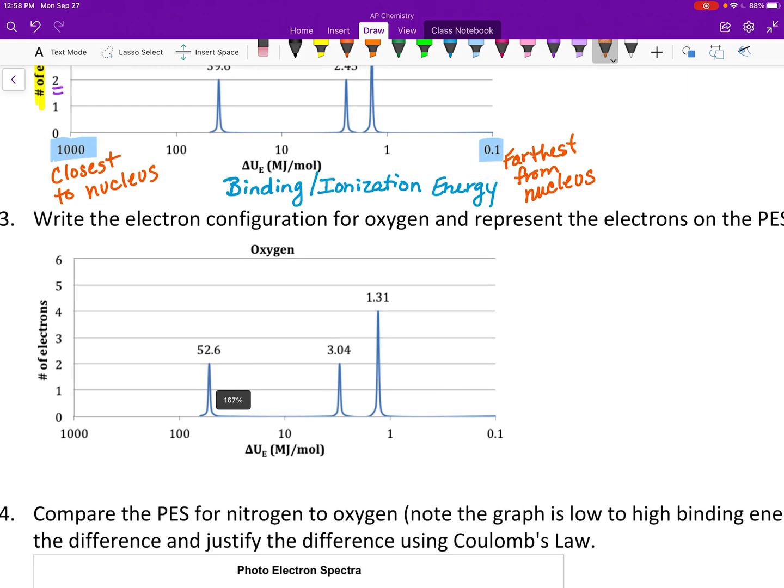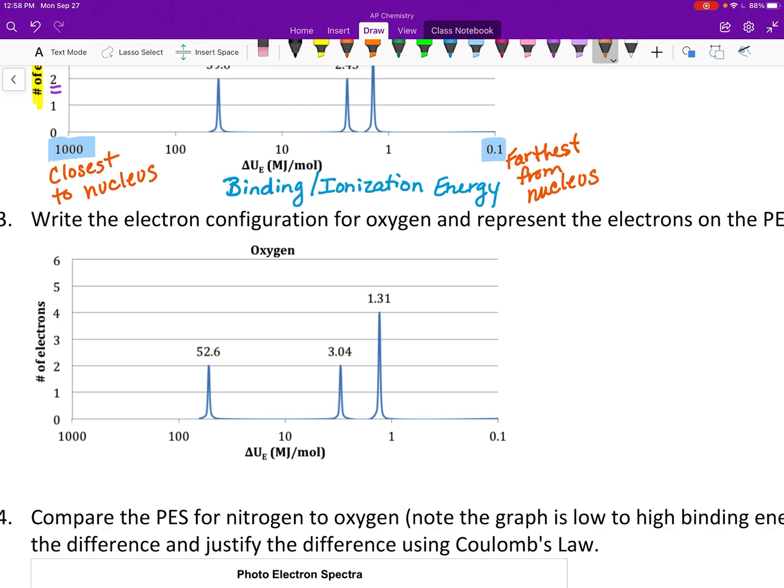And in this case, we have oxygen. And so oxygen, again, same type of graph. We are going to see that for oxygen, 1s2, 2s2, 2p4. Now, really importantly, remember that your valence electrons, these are our valence electrons.